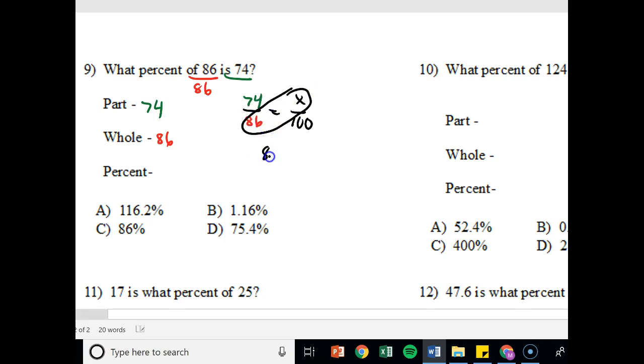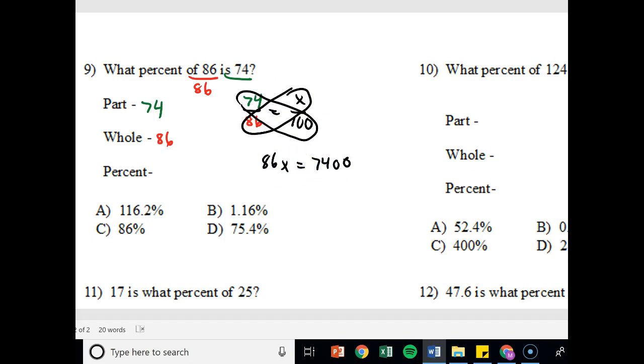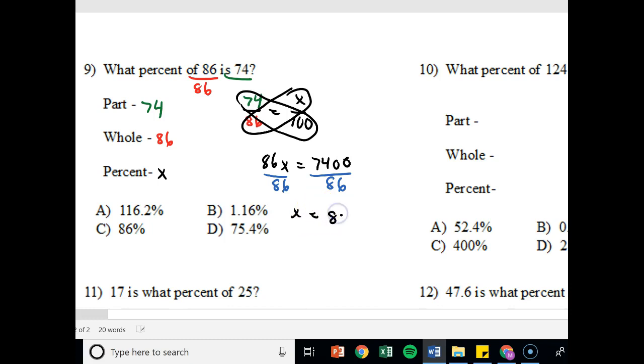So basically what we're just trying to do is figure out, if I divide 74 by 86, what percent is that? Now you could do that easily on your calculator, just 74 divided by 86, or you could continue to follow this ratio. So 86x is equal to 7400, and then simply divide by 86. So sorry, we were trying to solve for our percent here. In doing that, I get x is equal to 86.04, and that obviously rounds to 86%.